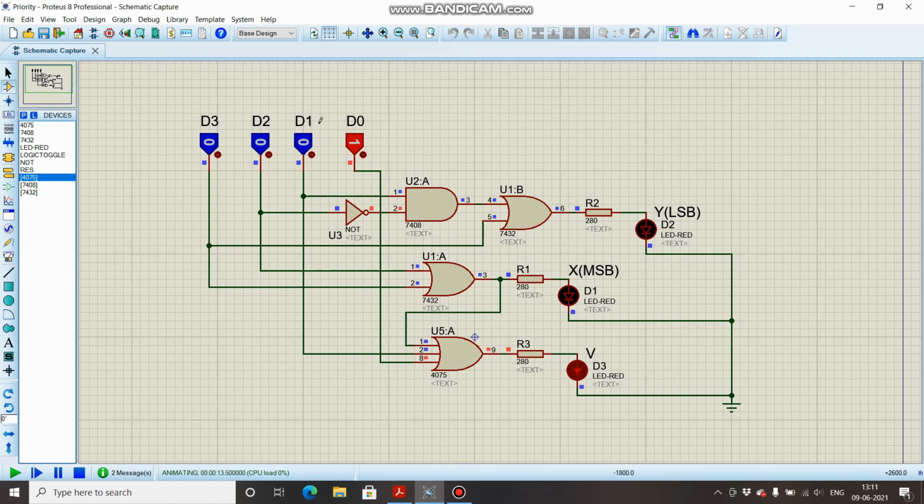Now we will select D1 keeping D0 high. When we select D1, X should be 0 and Y should be 1. See, now we'll select D2. So it will be 1 0. This will be 1, this will be 0. See, and in the case of D3, it is 1 1. So as you can see, the output is not affected by lower priority inputs. So that flaw in normal encoders has been totally resolved in this priority encoder.